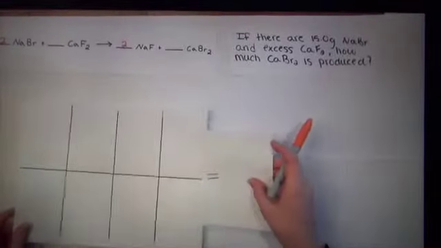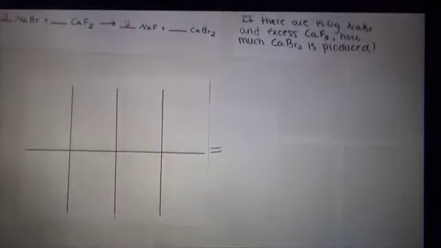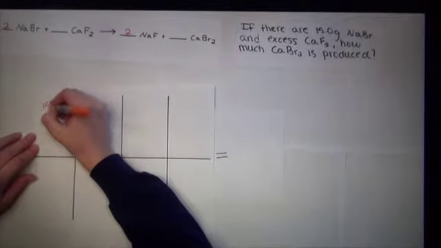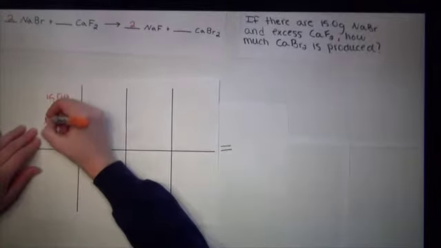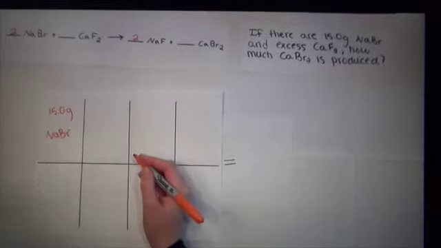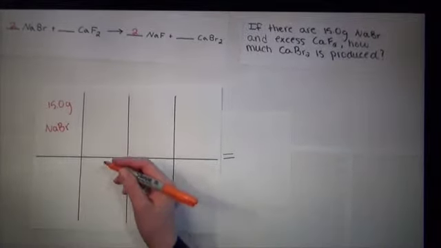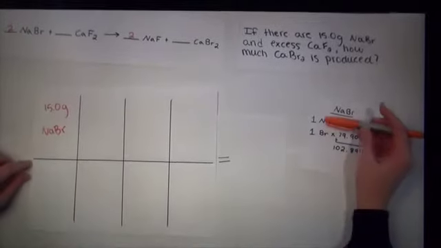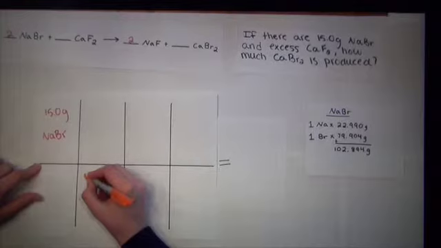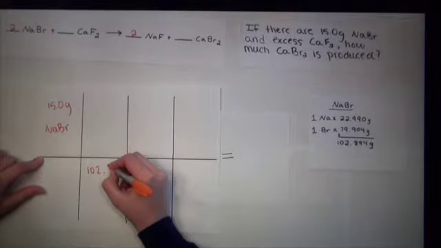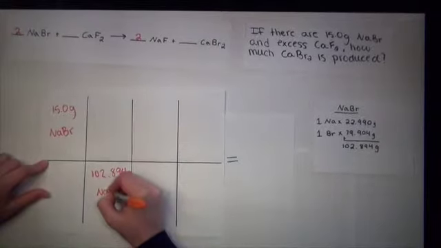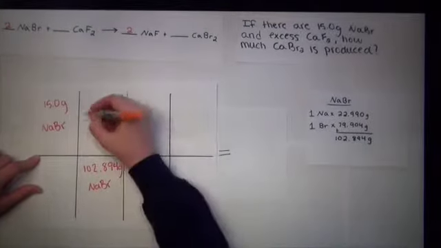Okay, so now we're going to keep going with the chart. So the first box is what we start with. So in this case, we start with 15 grams of sodium bromide. So now we have to cancel out the grams down here with the molar mass of sodium bromide. So here we have 1 sodium, 1 bromine added together. We end up with 102.894 grams sodium bromide. That many grams in 1 mole.